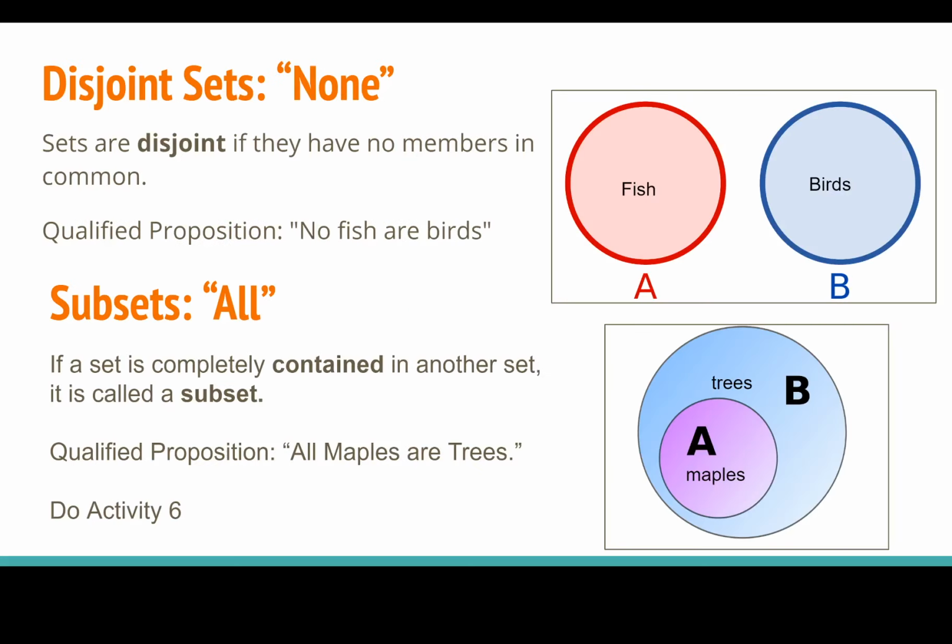I could say, no fish are birds. In this case, I'd be using the qualified proposition of none, or other words synonymous with no. We would draw disjoint sets, or two circles that do not overlap, because there are no members in common.